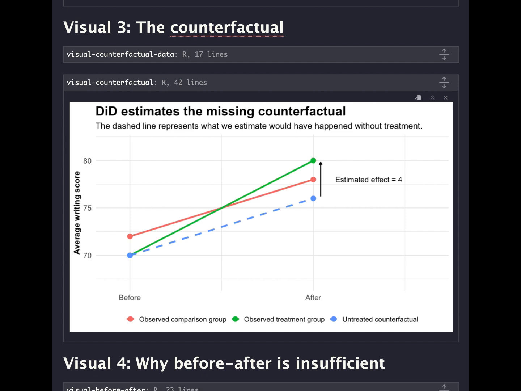The method typically estimates the average treatment effect on the treated, often abbreviated as ATT. In plain language, that means we're estimating the average effect of the intervention only among those who actually received it. The critical challenge is that we never observe the treated group's outcome after treatment in a world where they never received that treatment. That unobserved outcome is our counterfactual. Difference in differences uses the change in the comparison group to estimate the missing counterfactual path.